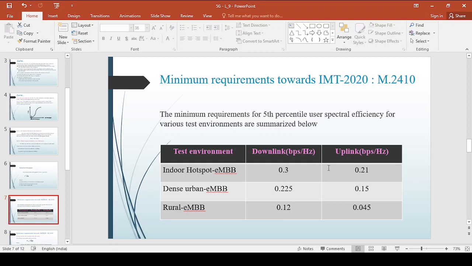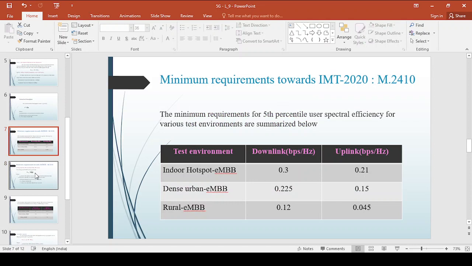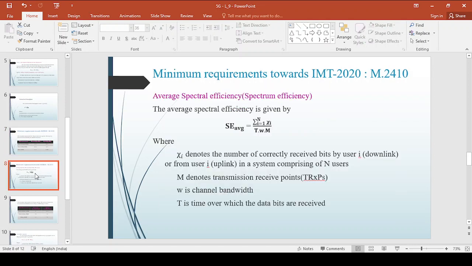Now in this particular table we have represented three different test environments, and the minimum requirements of fifth percentile user spectral efficiency in the downlink and in the uplink, right? Coming to the next requirement, we have average spectral efficiency.